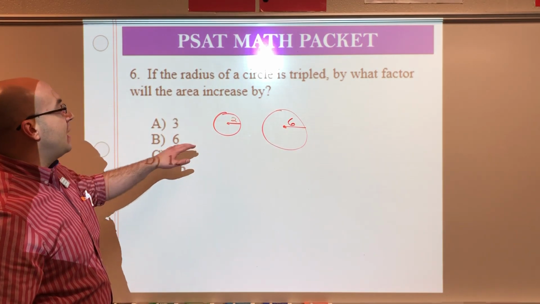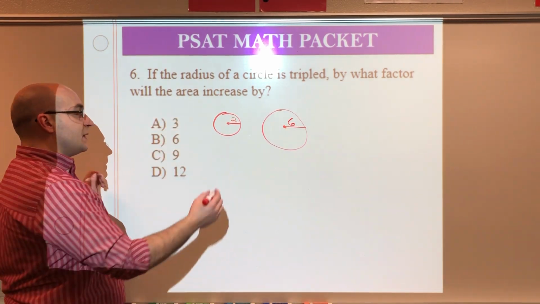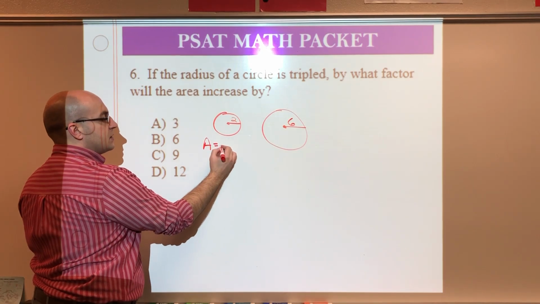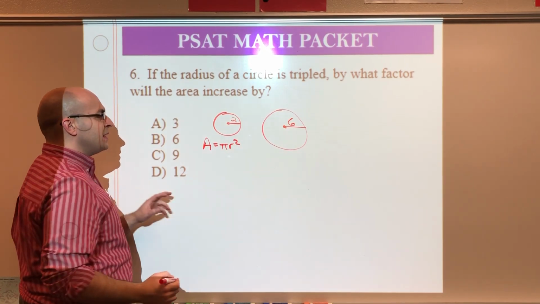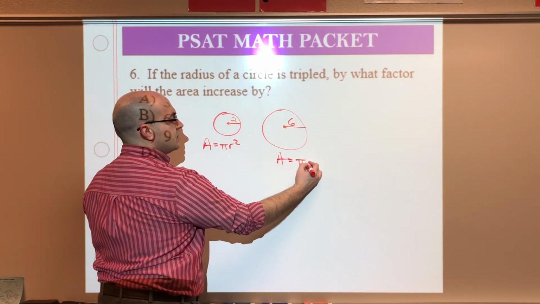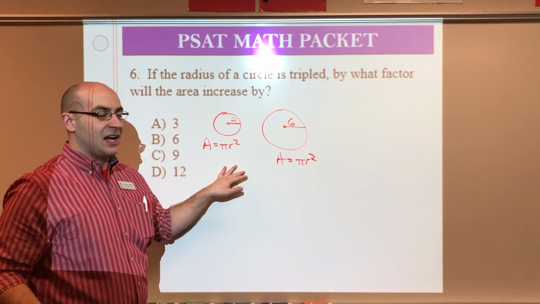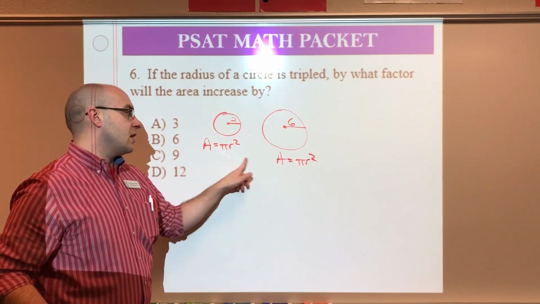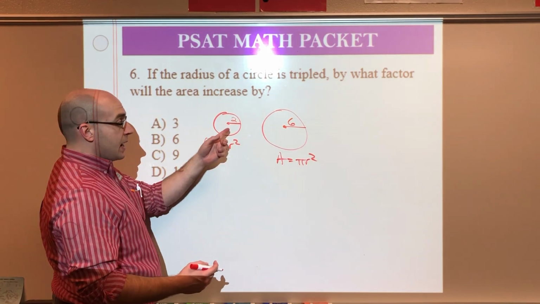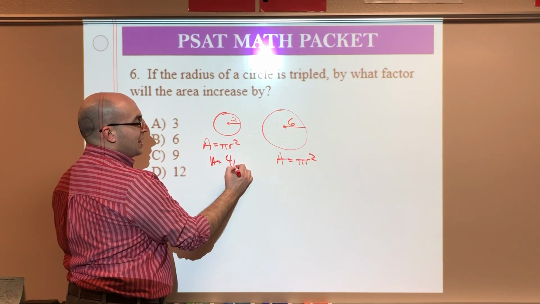Now, we're talking about area. I want to know what factor the area will increase by, so let's find the area. Area of a circle is pi r squared. I'm going to leave pi by itself right now because we're using it in both problems. So radius squared: 2 squared is 4, so the area of the smaller circle will be 4 pi.